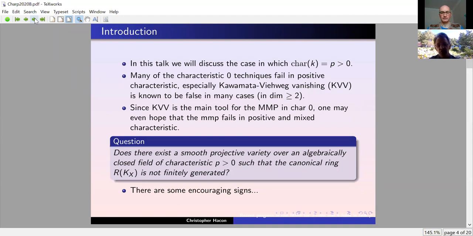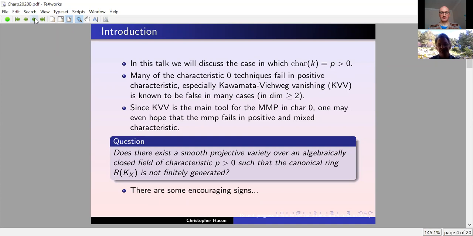Okay, but enough about characteristic zero. What I really want to talk about today is positive characteristic. So let p be the characteristic of the field that we're interested in. And typically, let's assume that it's algebraically closed or at least a perfect field. The main problem that one immediately notices is that the big tool in characteristic zero is Kawamata-Viehweg vanishing. This is the tool that's used over and over again in almost every single result about the minimal model program in characteristic zero. It fails already in dimension two and positive characteristic. There are many counterexamples. You cannot expect to be able to use Kawamata-Viehweg vanishing.